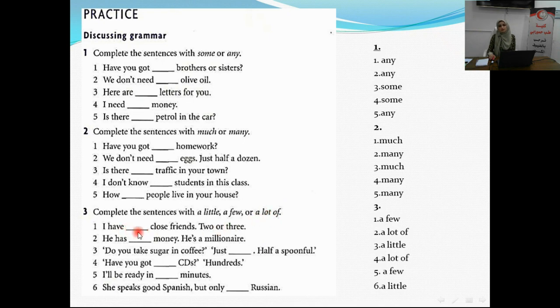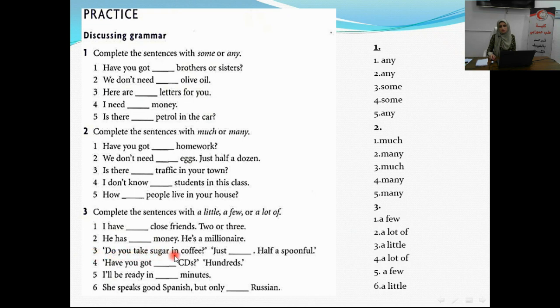Number 1, I have slash of friends, 2 or 3. So the solution for this is to use a few because we have a small number. It is 2 or 3 and we have countable nouns, friends. Number 2, he has slash money. He is a millionaire. So I think the answer is a lot of.